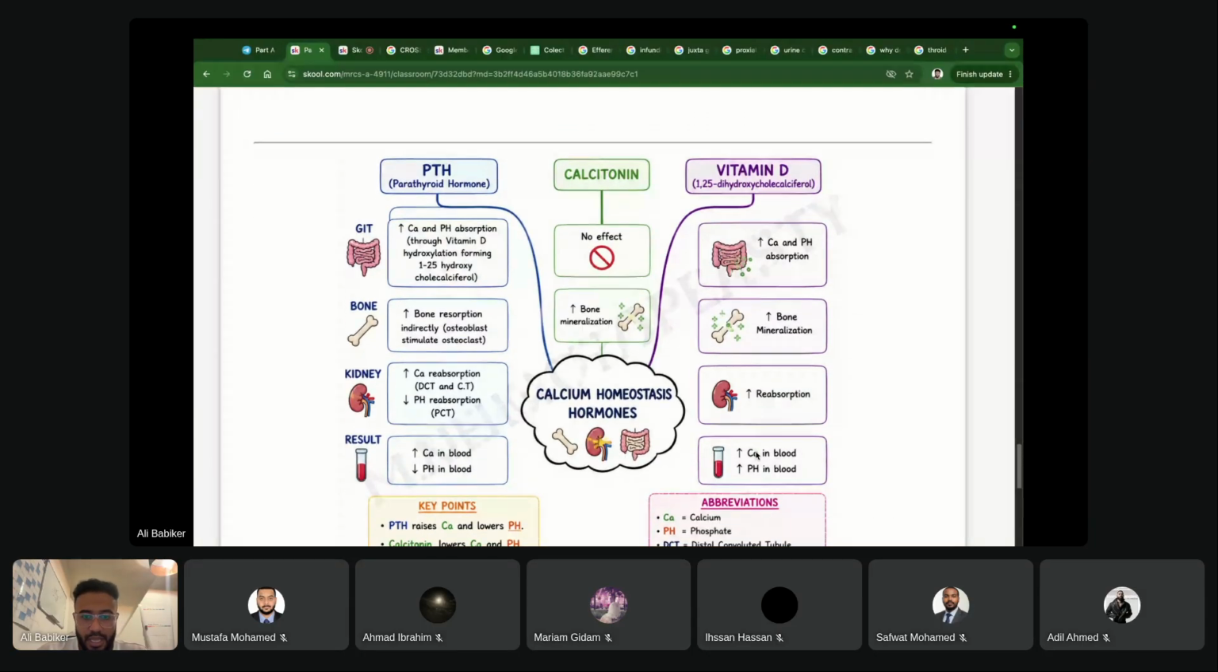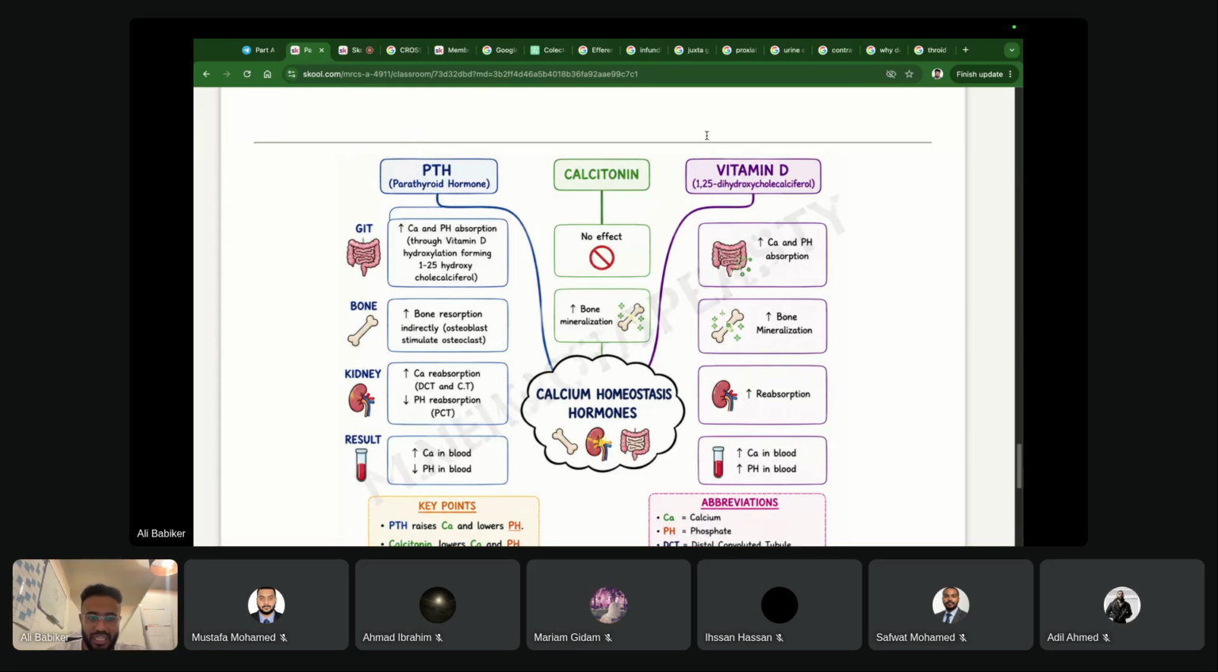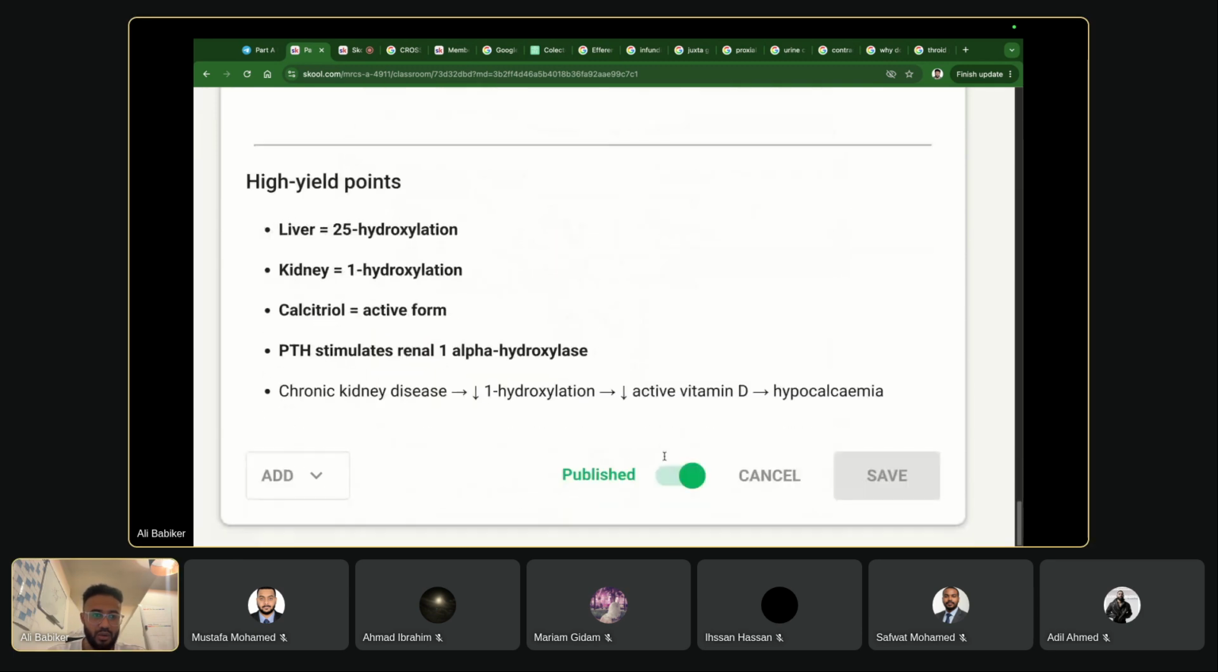All right. Here is another image showing you the parathyroid hormone and vitamin D and what each one does. You can have a look at this image, very organized, later on. You have 2 minutes. Your exam is tomorrow.